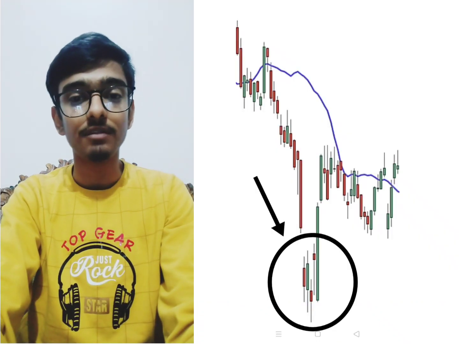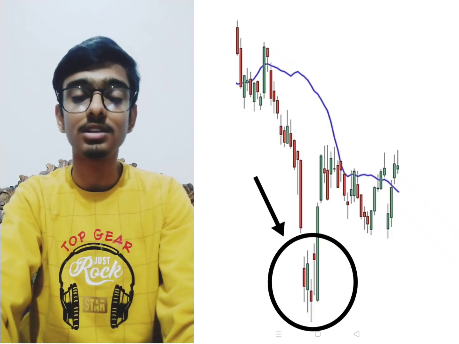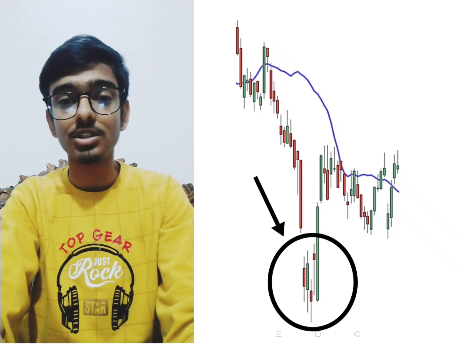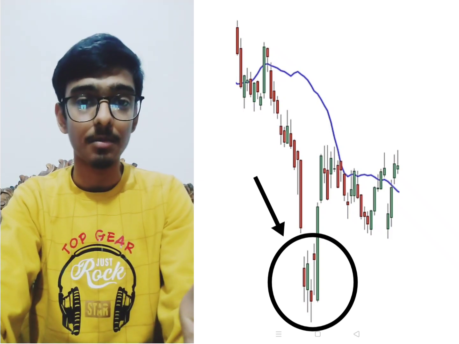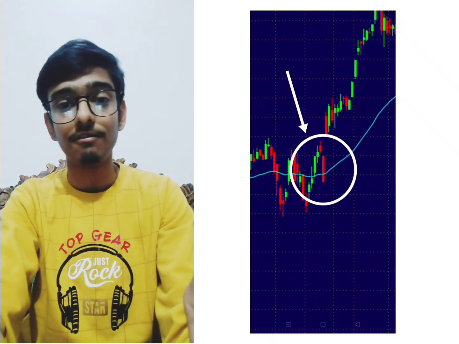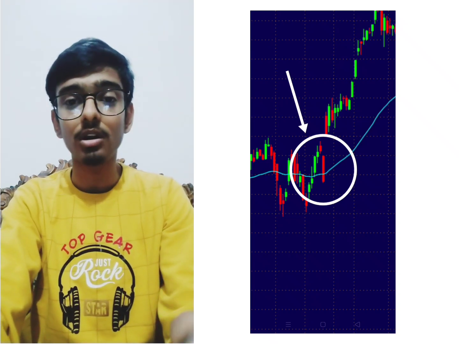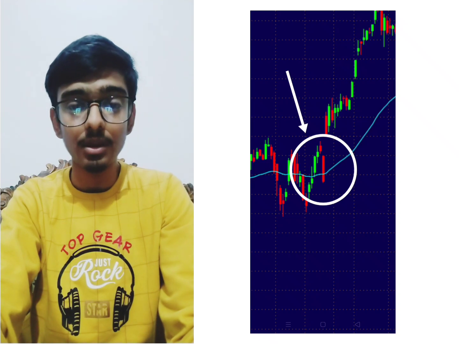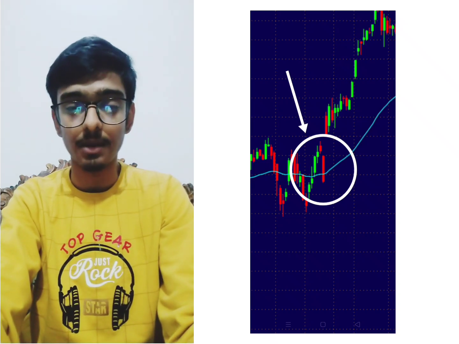Now both investors use DMA differently. Value investors generally buy shares when the price of the share is much below the DMA, and trend investors generally buy the shares when the price crosses the DMA or when it is above the DMA.